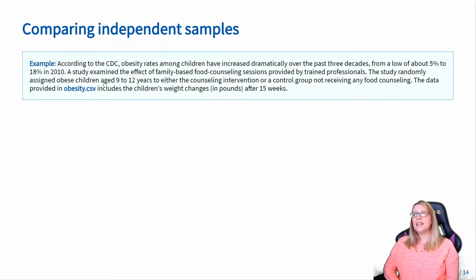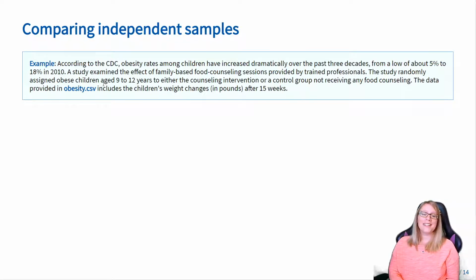According to the CDC, obesity rates among children have increased dramatically over the past 3 decades, from a low of about 5% up to 18% in 2010, so 10 years ago. A study examined the effect of family-based food counseling sessions provided by trained professionals. The study randomly assigned obese children aged 9 to 12 years to either the counseling intervention or a control group not receiving any food counseling.